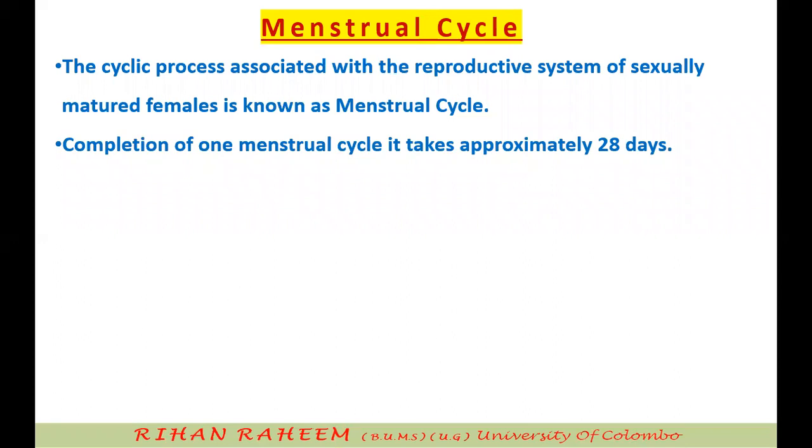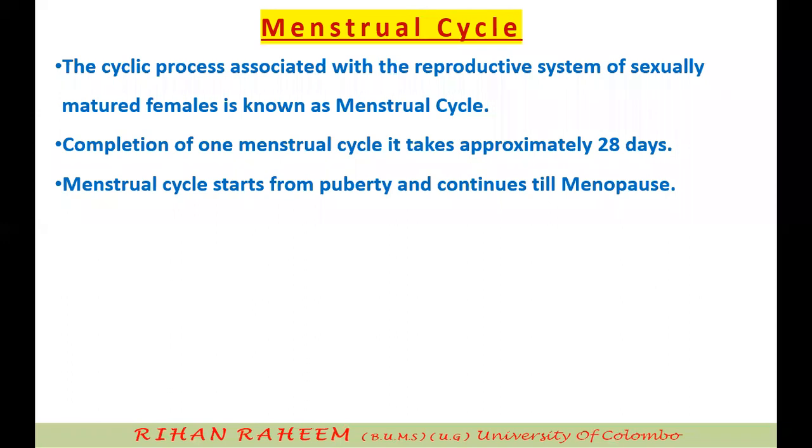Now we'll talk about general things about the menstrual cycle. Completion of one menstrual cycle takes approximately 28 days. So that means every month they have this menstrual cycle. Within every 28 days, this menstrual cycle occurs on and off. That means one on the right side, then on the left side, right side, left side, continuously. Menstrual cycle is not only one topic. It has two topics. We will discuss that later.